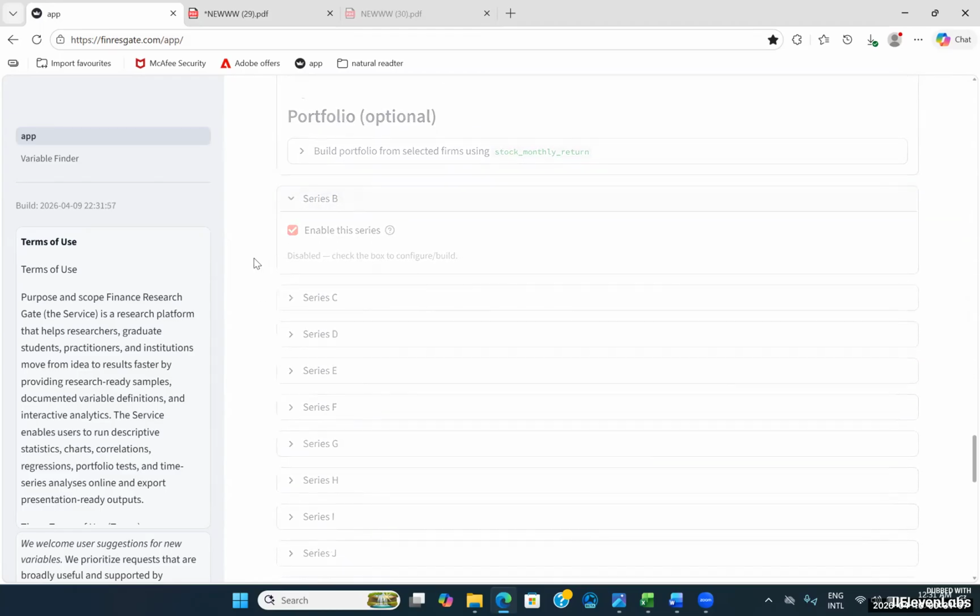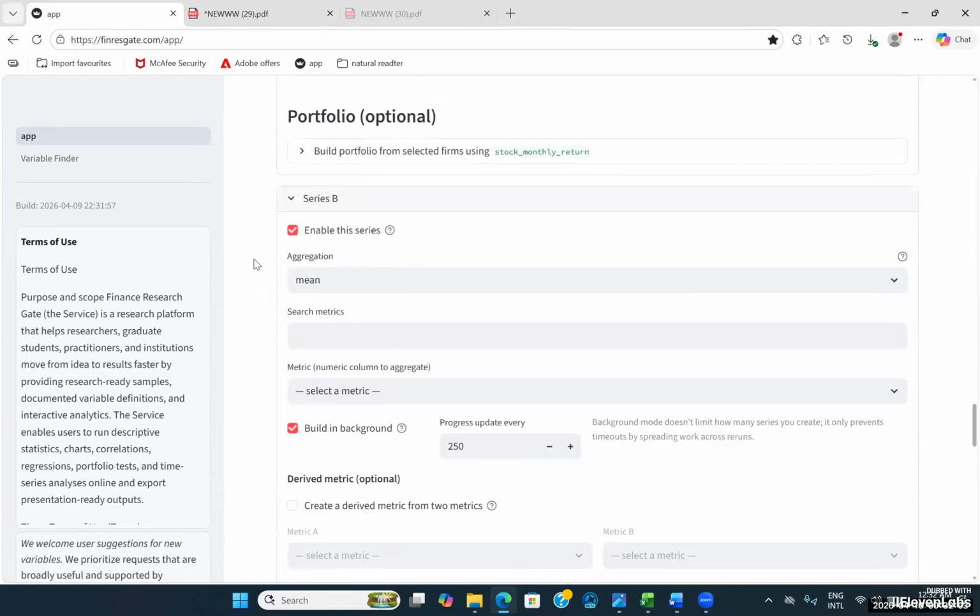And then we are going to create the sector return, because the exercise is about the dependence between the market return and the sector return.